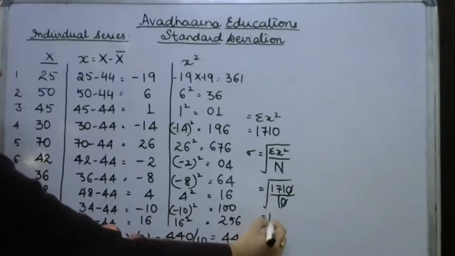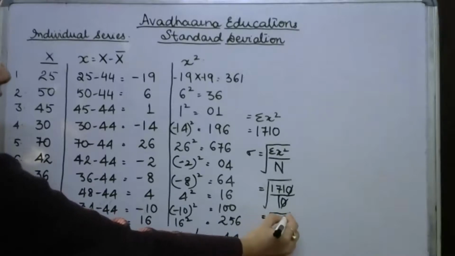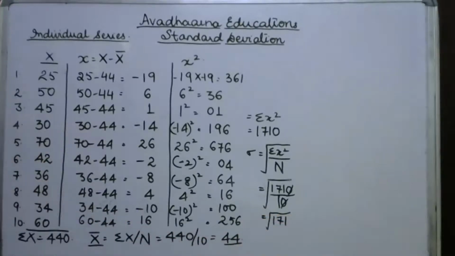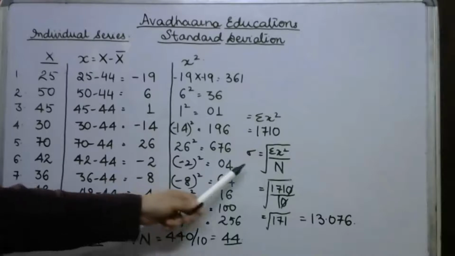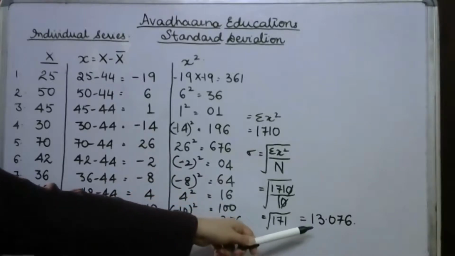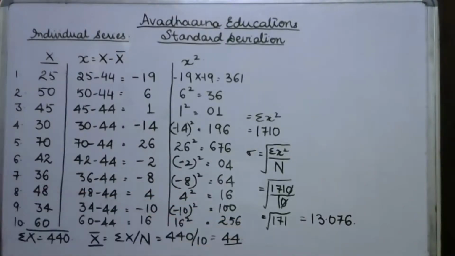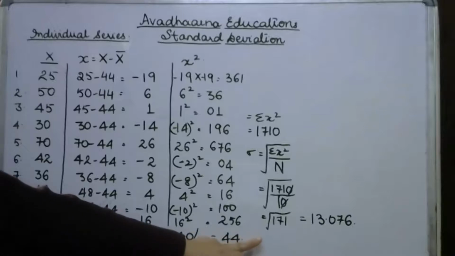So we need to calculate under root of 171. So the answer is that the standard deviation of the series is 13.076.